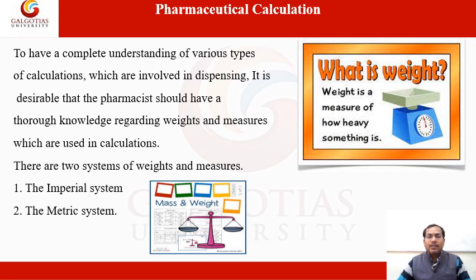Before starting imperial and metric system of measurement, we should know what is weight. Weight is a measure of how heavy something is. It is based on gravitational force acting on a body, acting on an object.